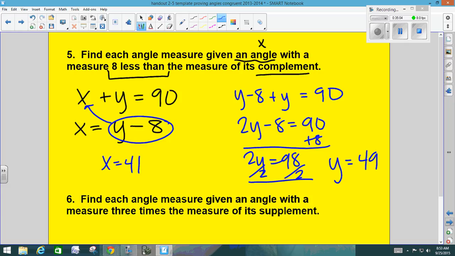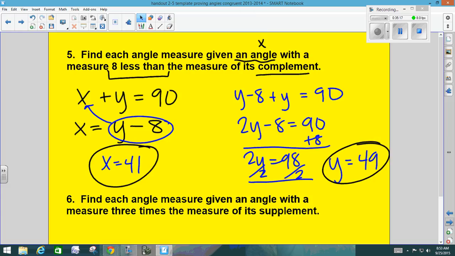Double check. What's the sum of 41 and 49? 90. Is that what we wanted? Okay. There are your two angle measures. This is the way I like to set them up. Maybe you're someone that can guess and check in your head, but somehow show me on your paper how you're thinking it, how you're doing it.